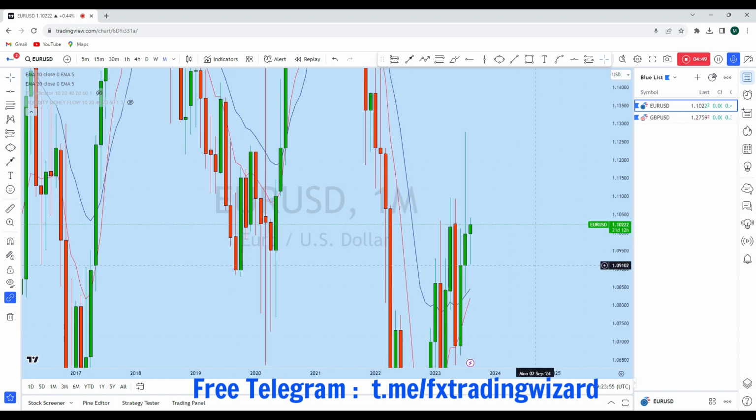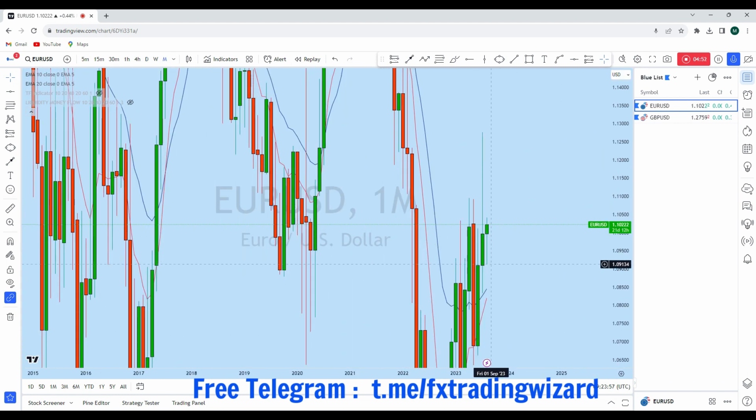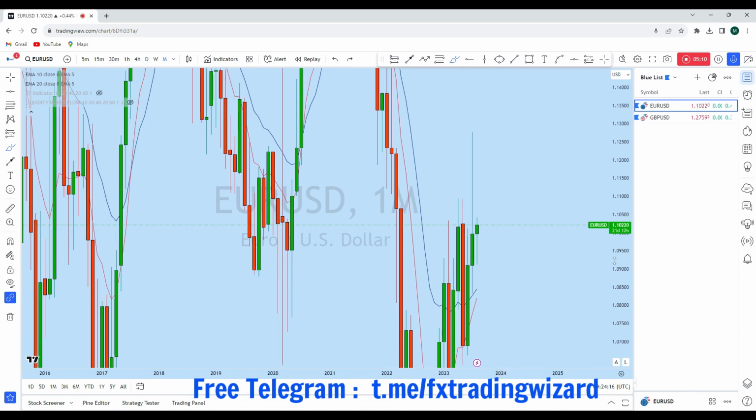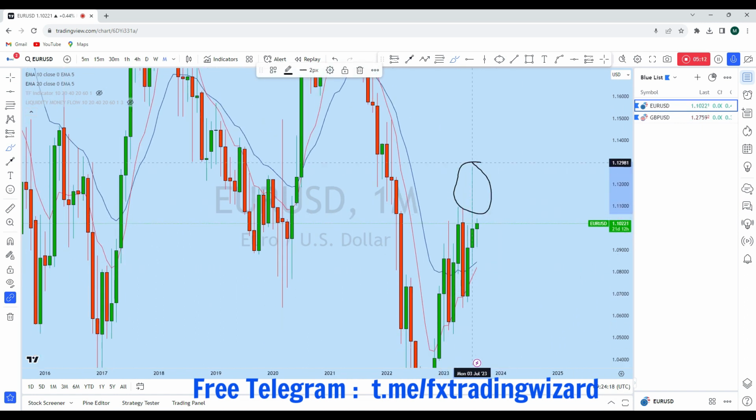If we look at the monthly, we can see that euro dollar from the monthly perspective, in previous months has formed this long wick rejection. So far we have seen an initial drop, and again the price has gone back to the monthly resistance level. I think that for euro dollar also we can expect another drop to break this monthly low. As we see that there's a long wick rejection, we can expect a deeper drop to gather liquidity.